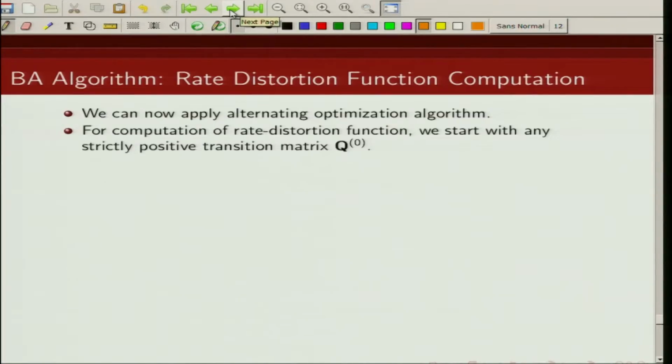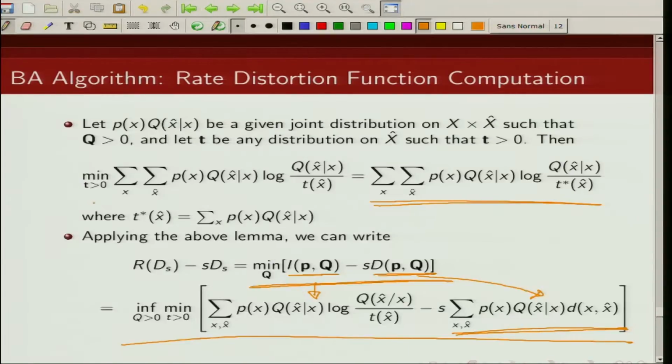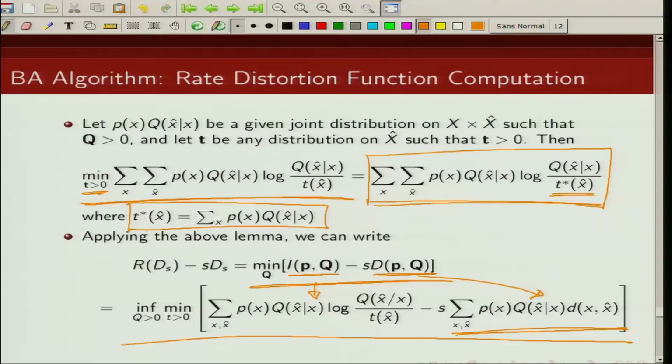Now we are going to use an alternating minimization algorithm to compute this. So we start with a strictly positive matrix Q of 0. The next step is we need to find T at iteration index k, and this is given by this. Now this follows from the lemma that the minimum over all T is given by this, where the value of T star is given by this expression. So given a Q, you know what is the next T.